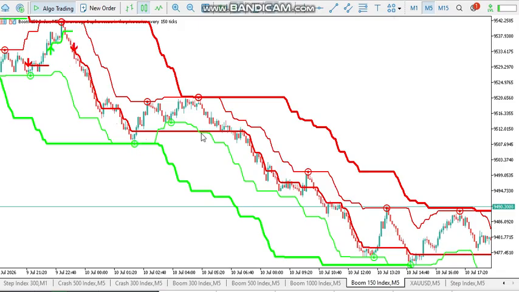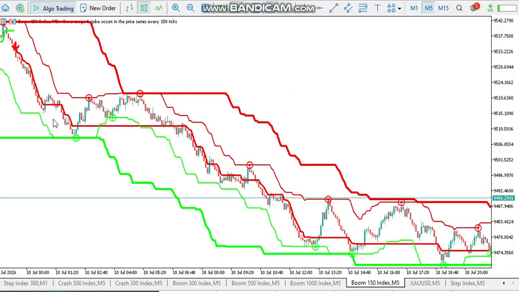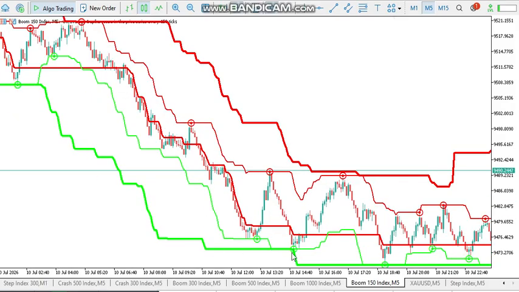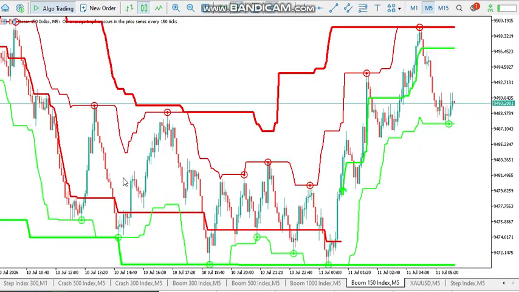You can see what the market did. The market went down massively. This is our take profit 1, and this is another take profit 2. You can see that that is very massive on 5 minute time frames. That is on Boom 150 5 minute time frames.